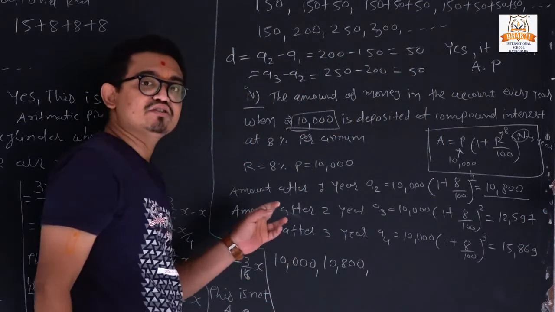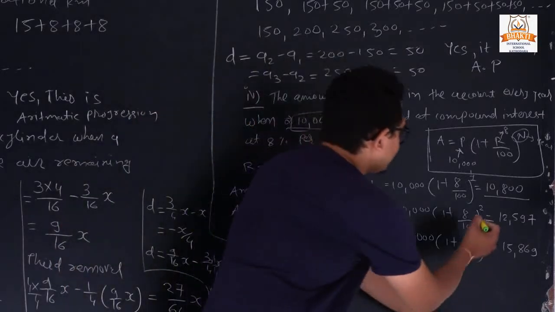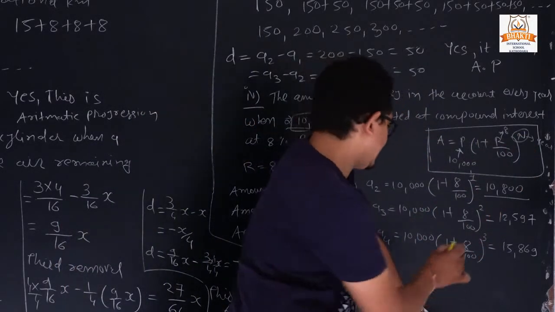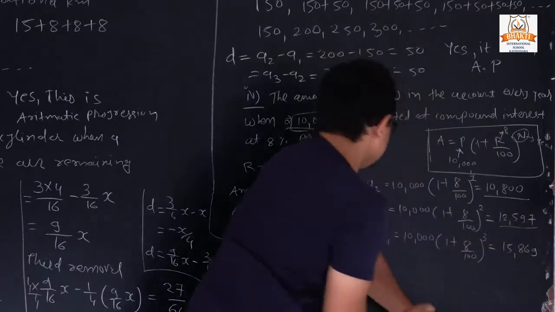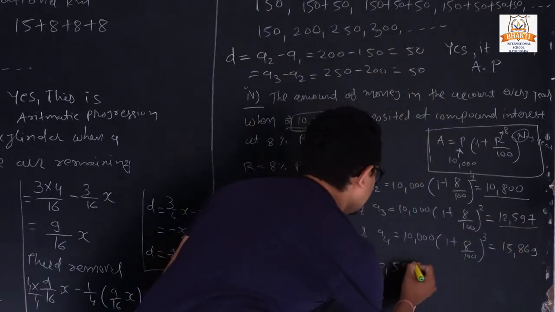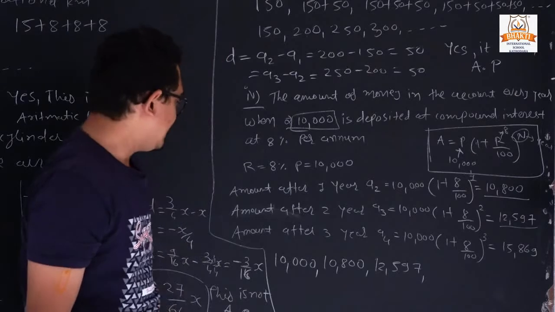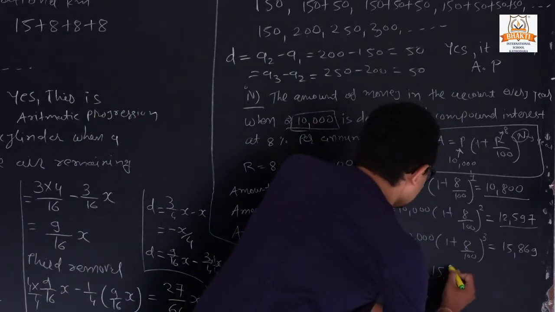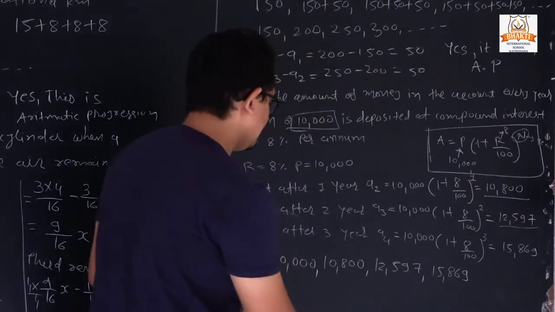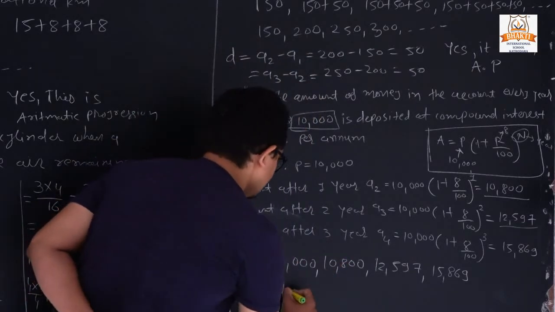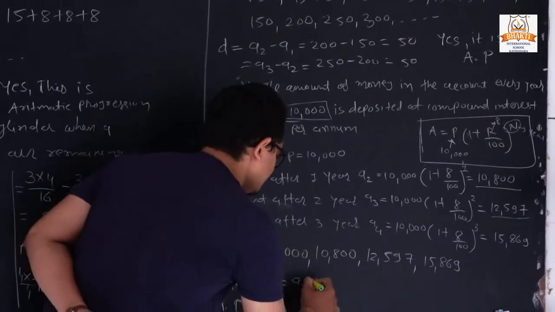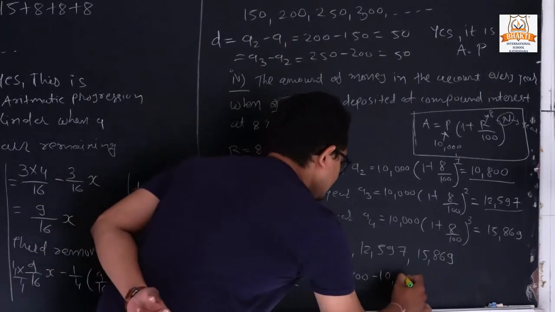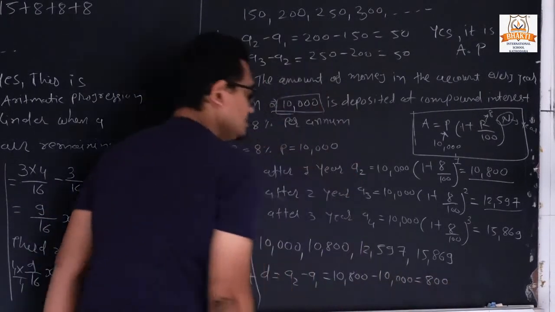Now if we deposit for 2 years, here we write 2, same formula, but N is replaced with 2. And we can simplify this. So the answer is 12,597. And if we deposit for 3 years, the amount is 15,869. Now find the difference. So second term minus first term, 10,800 minus 10,000. So the difference is 800 rupees.